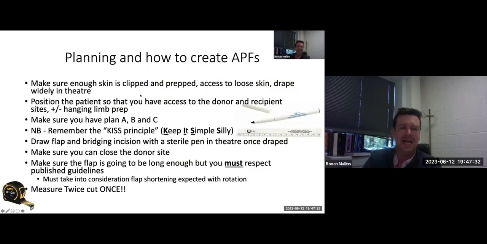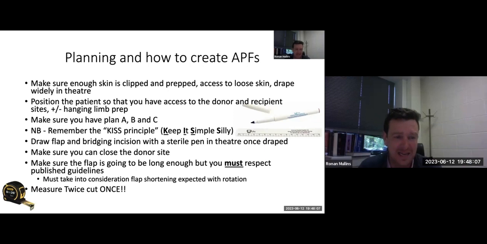In terms of the practical tips that I think are important, rule number one is, make sure you have enough skin clipped and prepped. Obviously, these flaps are taking advantage of neighboring mobile or loose skin and recruiting that skin into an area where you have less skin. So you need to make sure that you've clipped and prepped enough, but also that you've draped widely in theatre. You need to make sure you position the patient so you have access to donor and recipient sites. You might need a hanging limb technique.